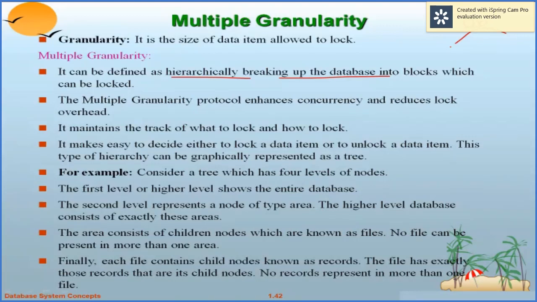So what happens is, once you try to break your database, the locking concept would be much easier. Again, you have a set of conditions where you impose a lock on one element, and it is going to impose this lock on sub elements as well. Okay, so let's get into the multiple granularity concept in a little more detail.